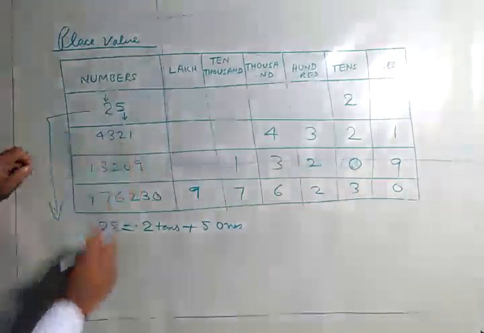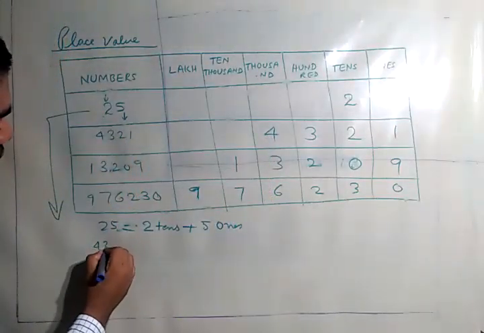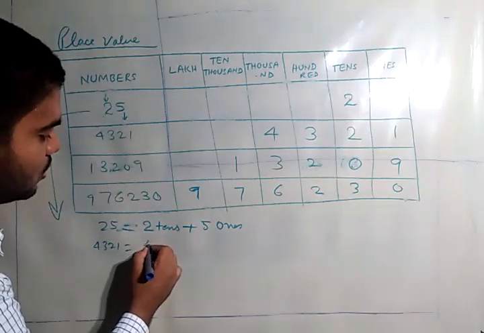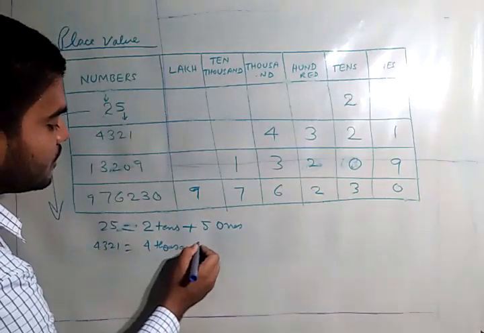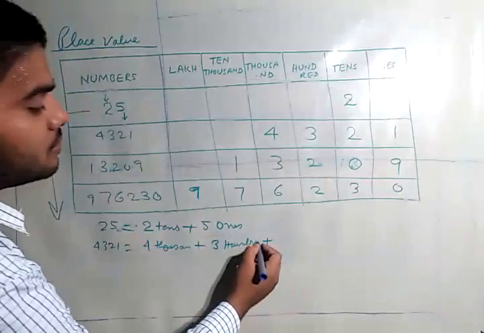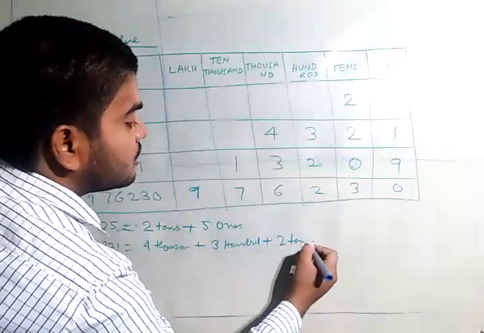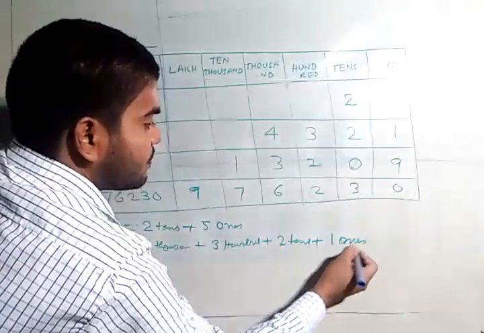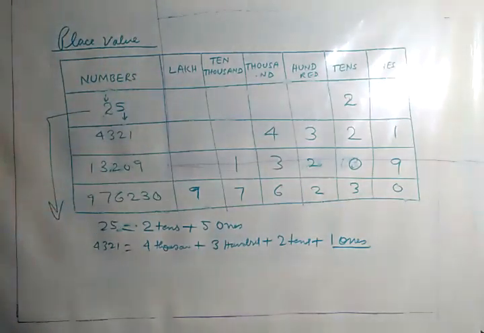Now 4 3 2 1. You will write 4 3 2 1 is equal to 4000 plus 300 plus 2 tens plus 1 one. So this is the meaning. Likewise, you will write all the other remaining numbers. So this is the meaning of numbers and their place value. A number can have various digits, and those digits can sit in any place to form new numbers. So this is called place value.